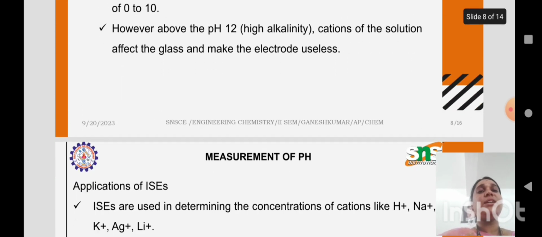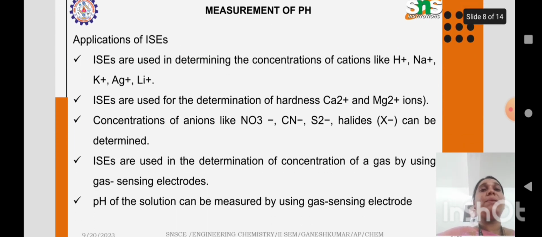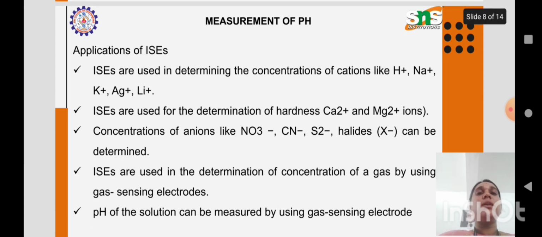These are the disadvantages, and there are some applications too. The internal standard electrode is used in determining the concentration of cations like H plus ions, sodium ions, potassium ions, silver ions and lithium ions. It is used for the determination of hardness, that is calcium and magnesium ions present in the water sample, and the concentration of the ions can be calculated. Anions, halides are also determined.